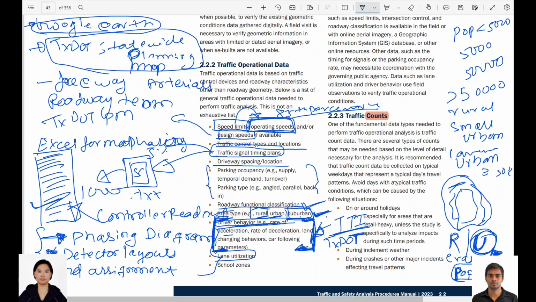Lane utilization, like we have discussed previously. So previously we discussed lane assignment. Let's look at lane utilization. So I'll reload this one.